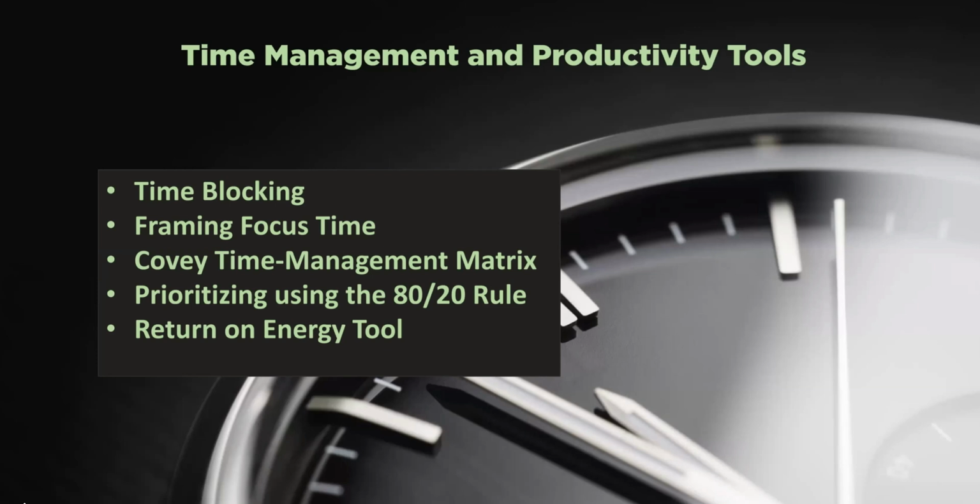One is called time blocking. One is called framing focused time. I talk about the Covey time management matrix, which you might already be familiar with. Prioritize using the 80-20 rule and the return on energy tool. You may have used some or all of these tools. This will show how they fit into the bigger picture, and you may want to do them again.